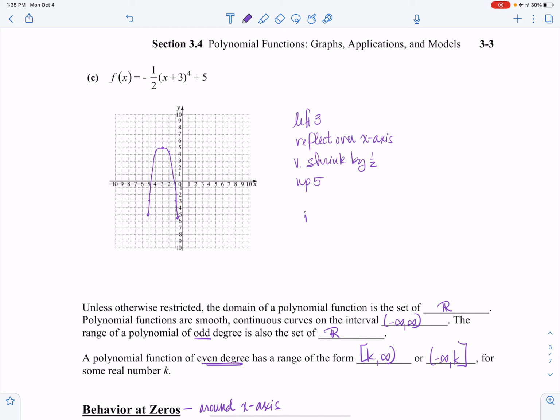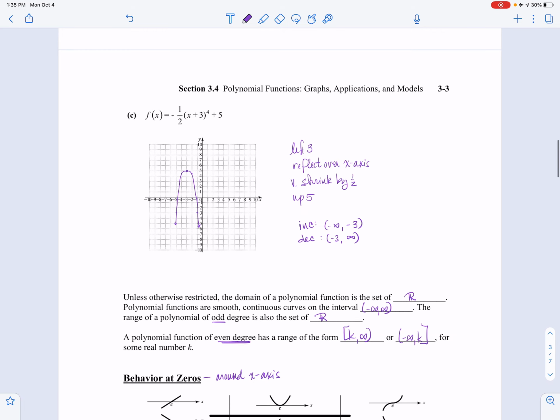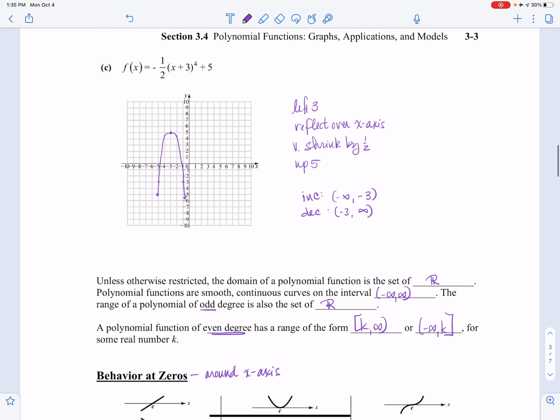So the first thing that's happening is it's increasing from negative infinity up to negative 3. And then it turns around and it starts decreasing from negative 3 to positive infinity. And just remember that increasing, decreasing, and constant will never, ever use square brackets. And they'll always use the x values.